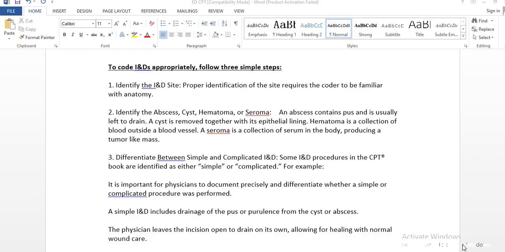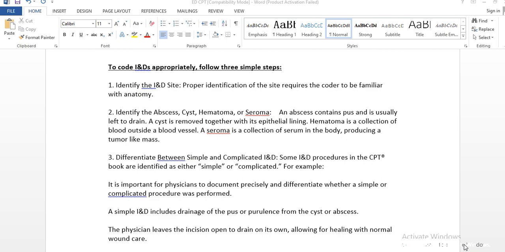So whenever we come across I&D procedures, we need to check a few points which we are going to learn now. To code I&D appropriately, follow three simple steps. First one is identify the I&D site. Basically, if you know good anatomy, you can properly identify the location of the abscess. Proper identification of the site requires the coder to be familiar with anatomy. So if you know anatomy, you can identify easily.